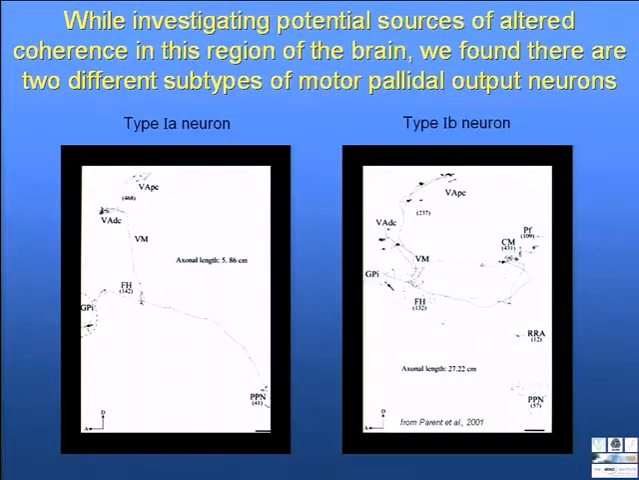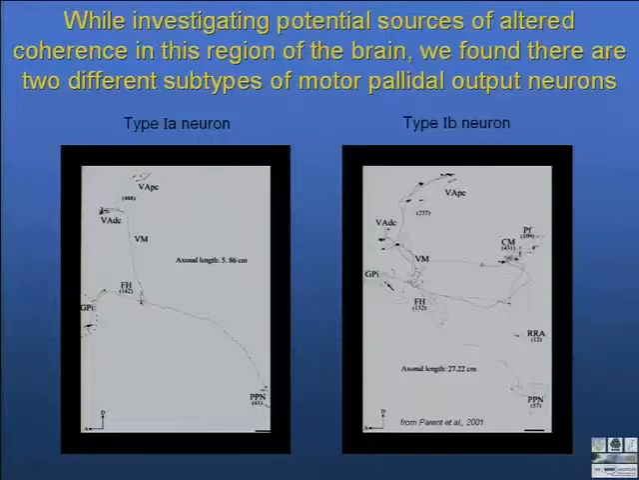But what is even more interesting here is look at the length. Look at the length of that axon versus that one. This is huge. This is centimeters. This is in the brain, 27 centimeters. So it is so convoluted.